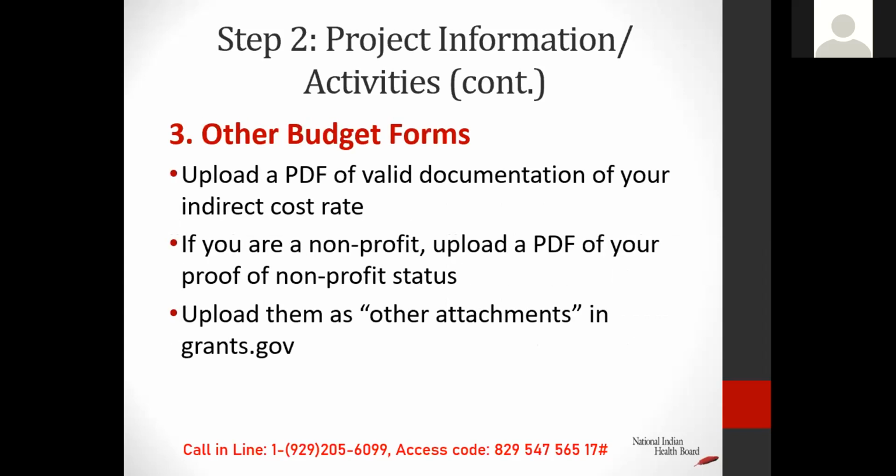Next slide, sir. There are some other forms that you would need to upload in grants.gov. If you have an indirect cost rate, then you'll need to upload documentation of your indirect cost rate. If you do not have documentation for your indirect cost rate, still know that you can always claim a 10%, what they call a de minimis indirect cost rate. And you can write that into your budget and simply upload a letter that says you're claiming a 10% de minimis indirect cost rate. But if you have a higher indirect cost rate or a federally negotiated indirect cost rate, then you'll upload your documentation under the budget form.